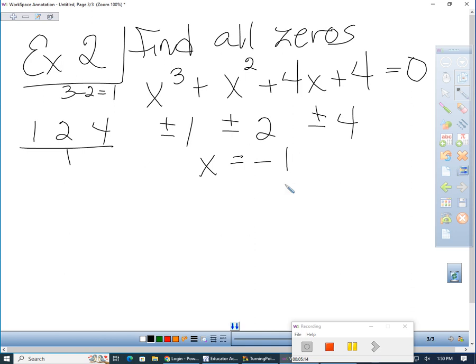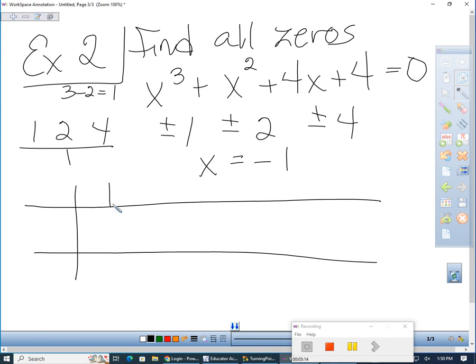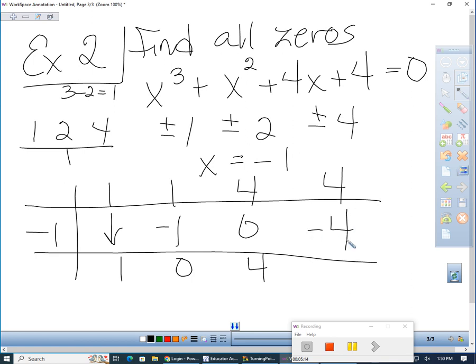All right, so now that we've found the number of zeros we need, what's the next thing we do? Synthetic division. All right, my coefficients are 1, 1, 4, and 4. The 0 I found was a negative 1. First I bring down my 1. Negative 1 times 1 is negative 1. Add them together, I get 0. Negative 1 times 0 is 0. Add them together, I get 4. Negative 1 times 4 is negative 4. Add them together, I get no remainder.